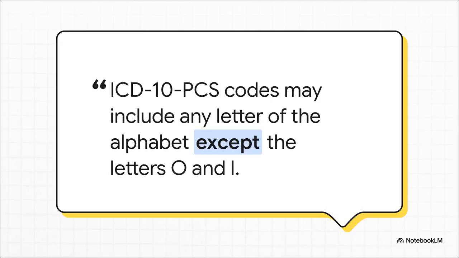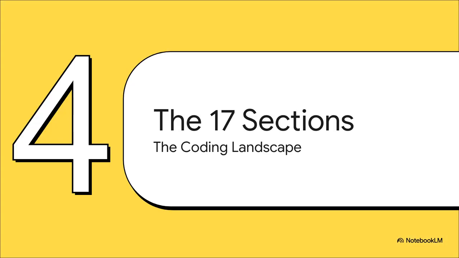But, and this is a big but, you must remember this critical exception. It's actually a total favorite on certification exams, by the way. The letters O and I are never used in ICD-10 PCS. Why? Well, simply to prevent any dangerous visual confusion with the numbers 0 and 1. I mean, when patient billing, DRG assignment, and quality reporting are all on the line, we absolutely cannot afford a typo just because an O looked like a 0. Make sense?